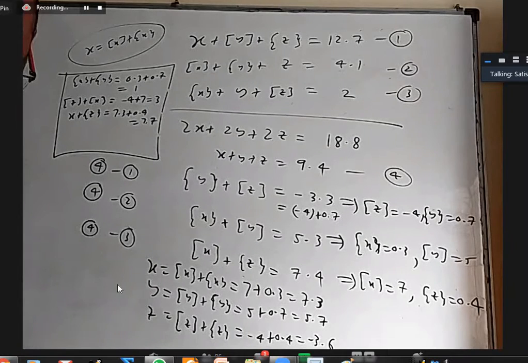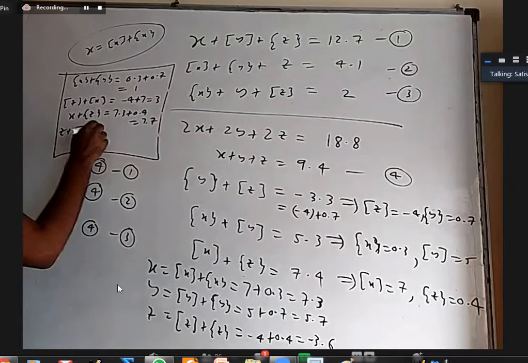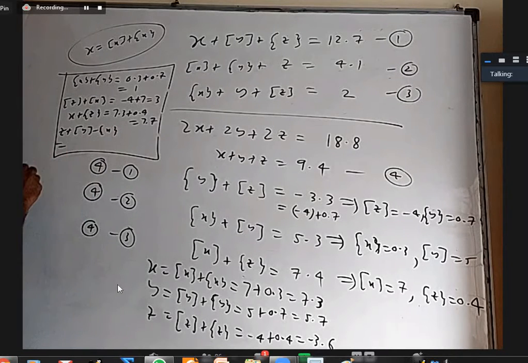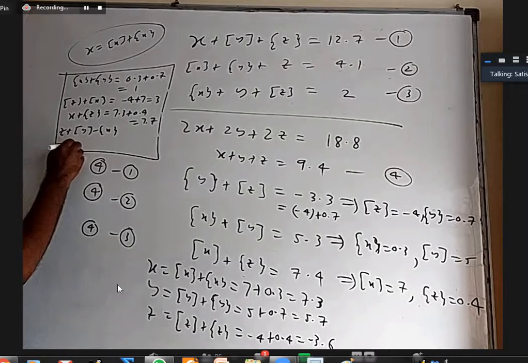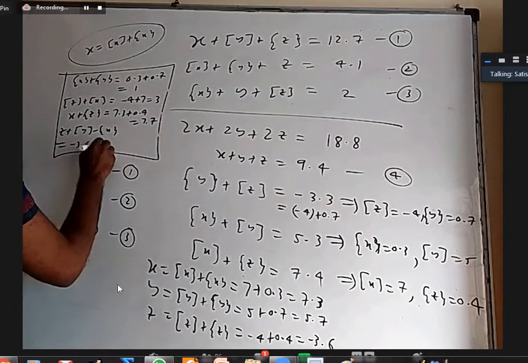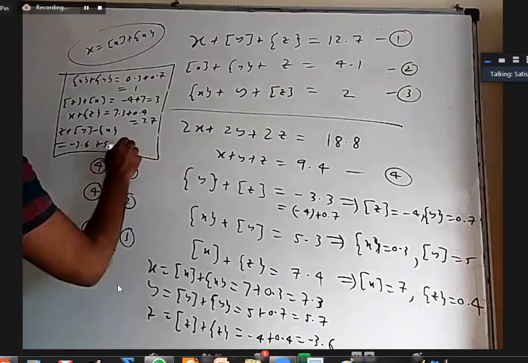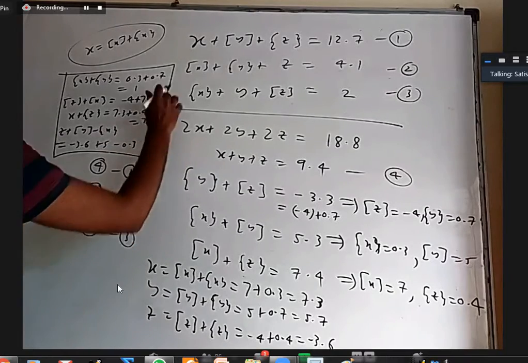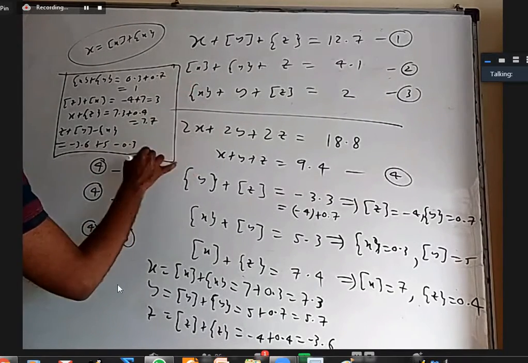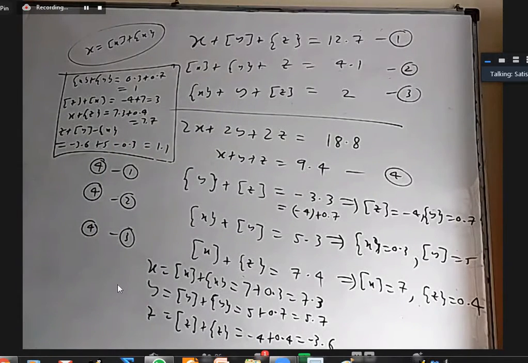And z plus integer part of y minus fractional part of x. Z is minus 3.6. Integer part of y is 5, minus fractional part of x, which is minus 0.1. That gives 1.1. So now we can match accordingly: 1, 3, 7.7.